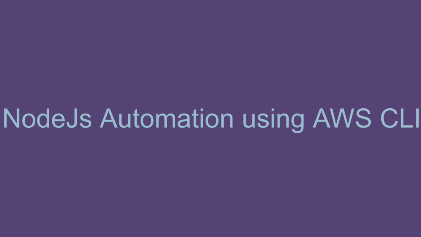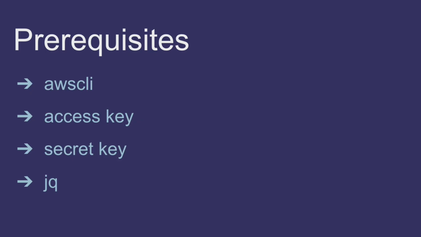In the previous video, we saw how to install a Node.js application using the AWS Web Console, which was a manual process. Now we'll be seeing how to automate the same using AWS CLI.